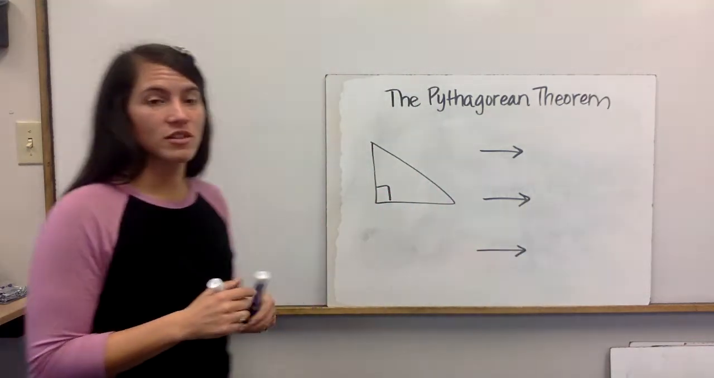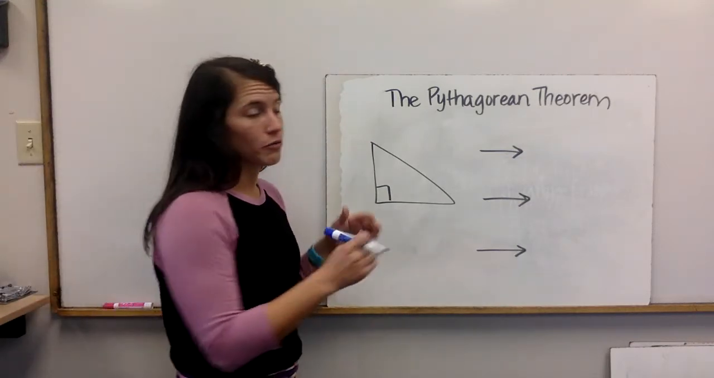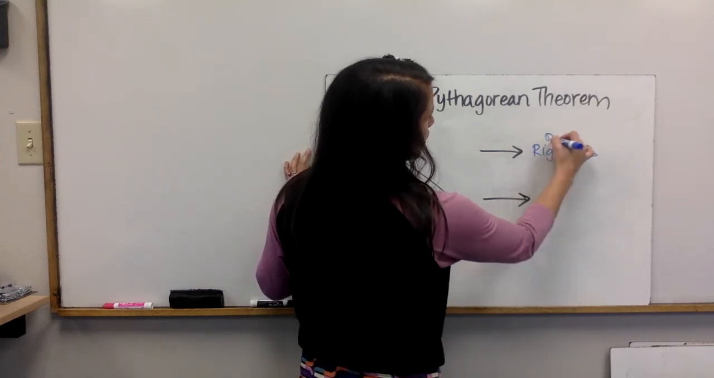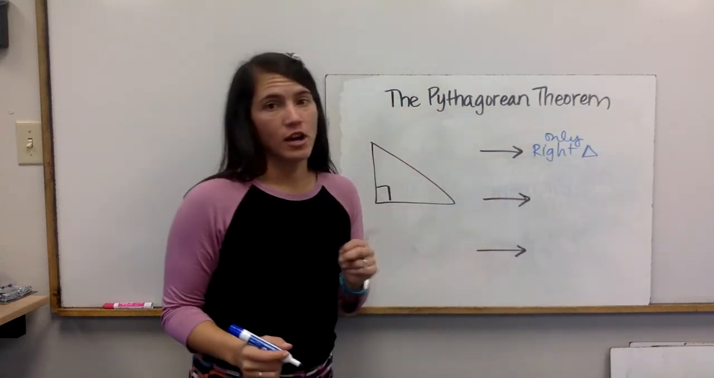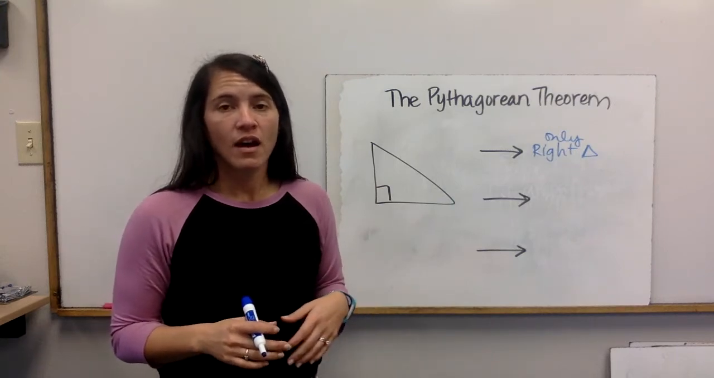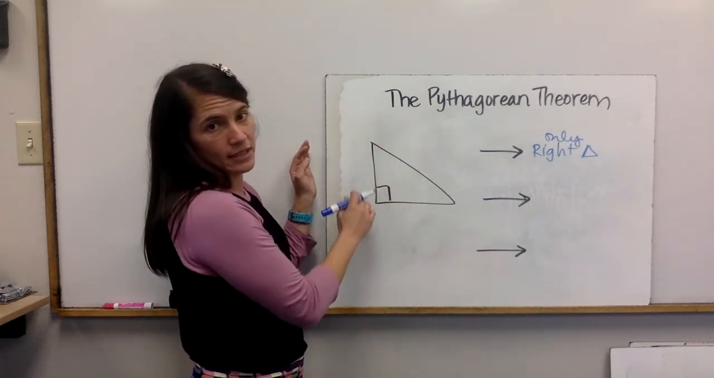So just some information. The Pythagorean Theorem is used only on right triangles. It's only for right triangles, so it has to have a 90-degree angle for you to use the Pythagorean Theorem. What the Pythagorean Theorem uses are the three sides.